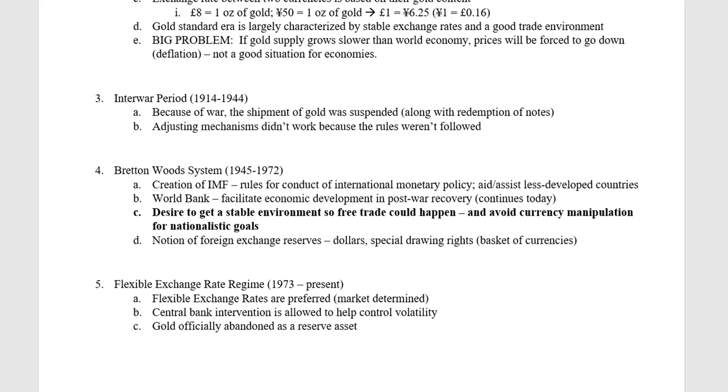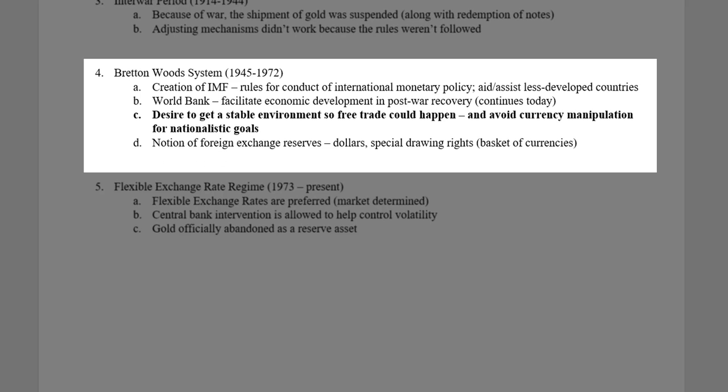That was followed by the Bretton Woods system, where the International Monetary Fund was created. It was one of the good outcomes of the Bretton Woods system, and this provided rules for the conduct of international monetary policy. One of the big things was that the IMF would aid or assist less developed countries, help them with their economic development, and give them tools to help their international exchange, buying and selling goods in the international system.